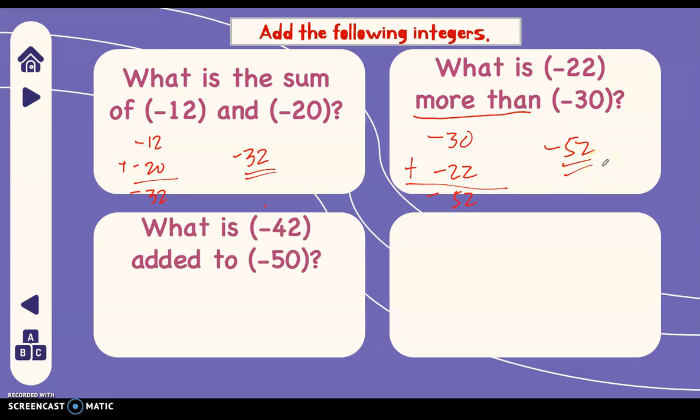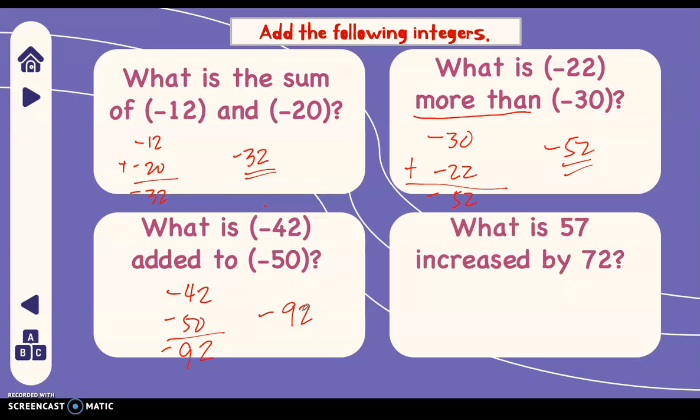Next, what is negative 42 added to negative 50? So it's just very easy. You have to add the numbers 42 and 50, then copy the sign. So the answer is negative 92. Next, what is 57 increased by 72? We add the two numbers, 57 plus 72, that is 129. Now you may not put a positive sign here because automatically it's positive. So the answer is 129.